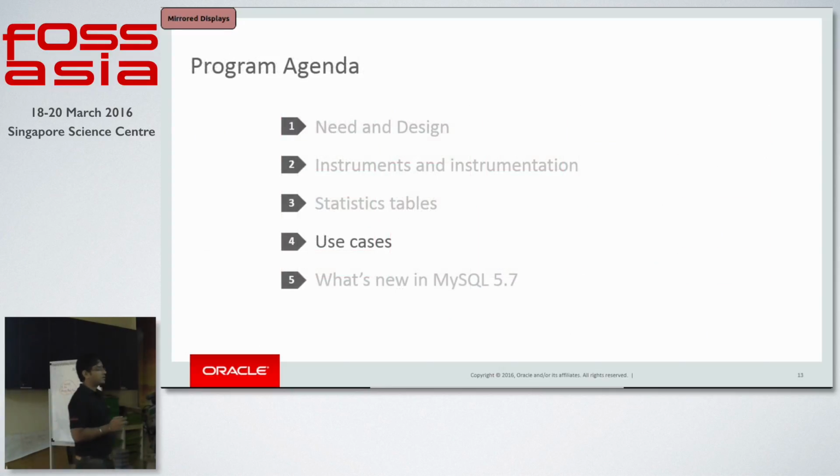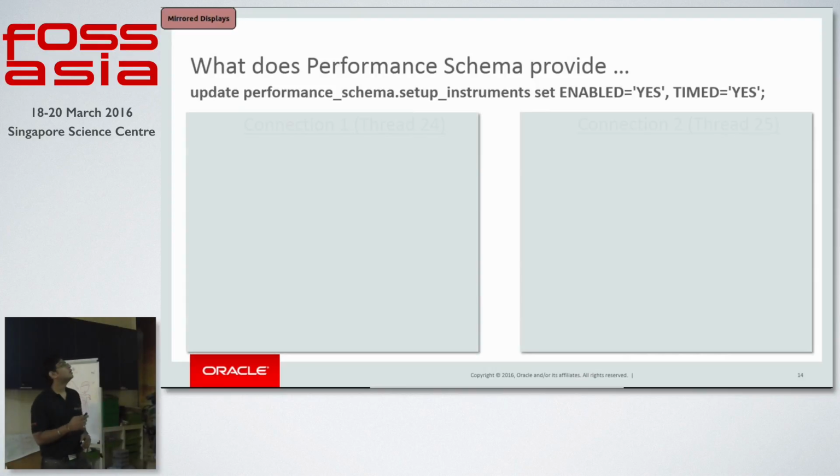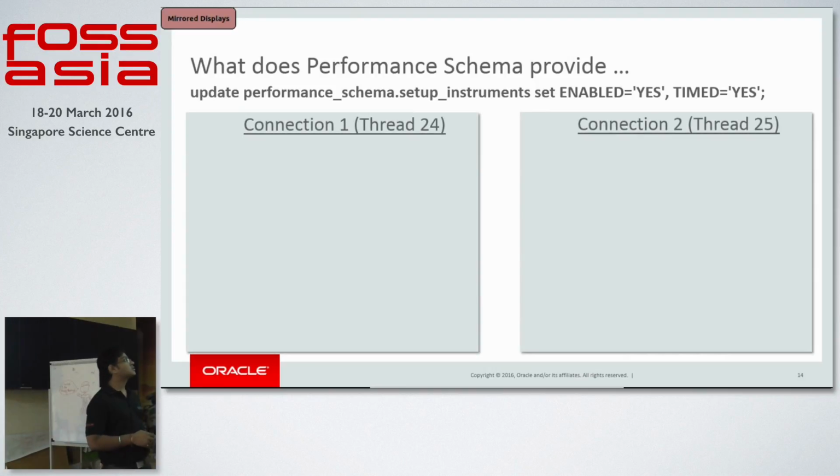Now let's take a few use cases to understand how we can use performance schema to diagnose a real world issue. But before that, let me give you a glimpse of what we can get from performance schema. Let's say I started my MySQL server and I did update performance_schema.setup_instruments set enabled equal to yes and timed equal to yes. That means I want to monitor all the activities and I want timing information of all the activities as well. Let's say I have two client connections, connection 1 and connection 2.